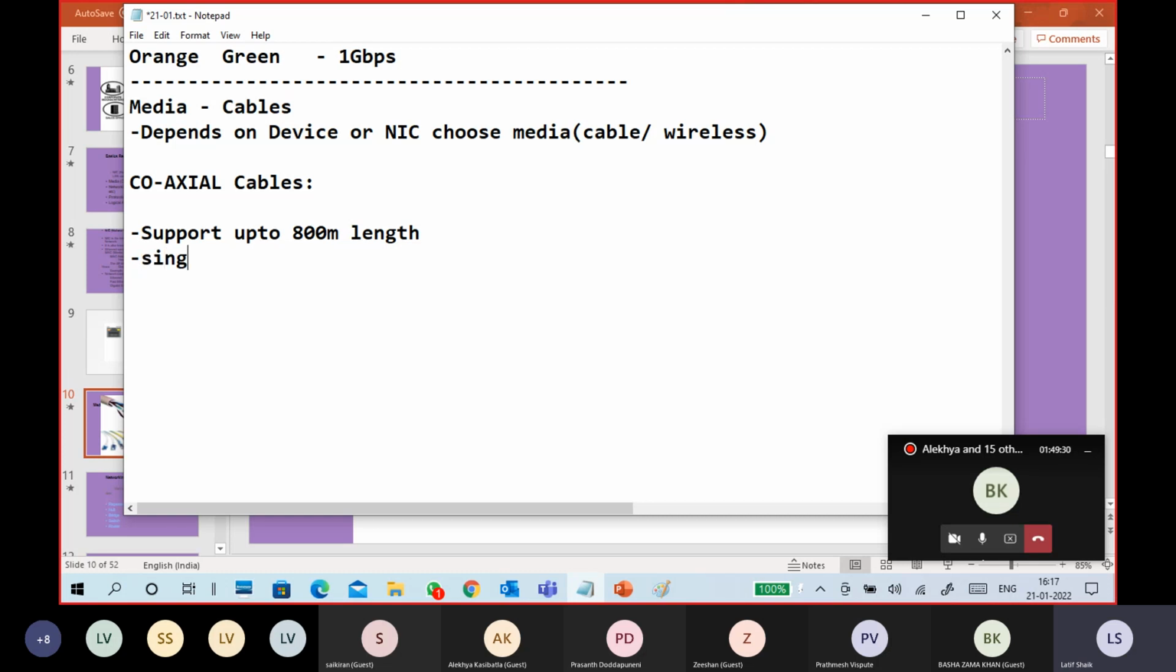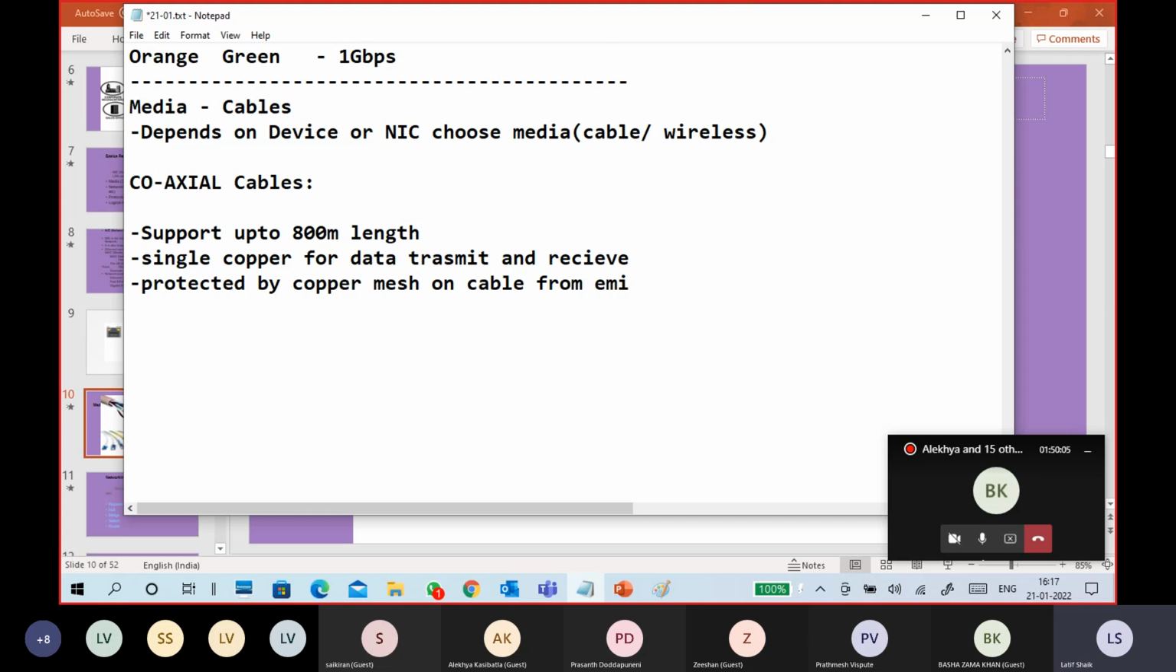So it is a single copper wire for data transmit and receive, protected by a copper mesh on the cable from EMI, electromagnetic interference. That is the coaxial cable.